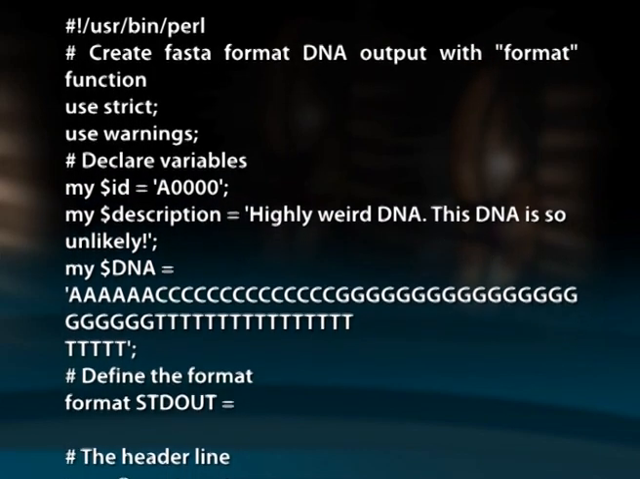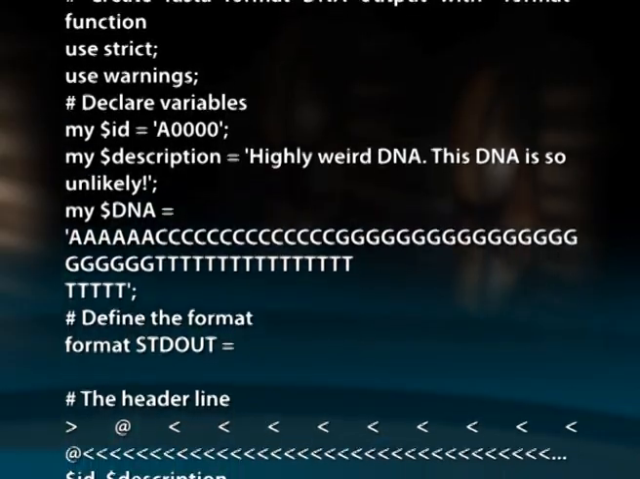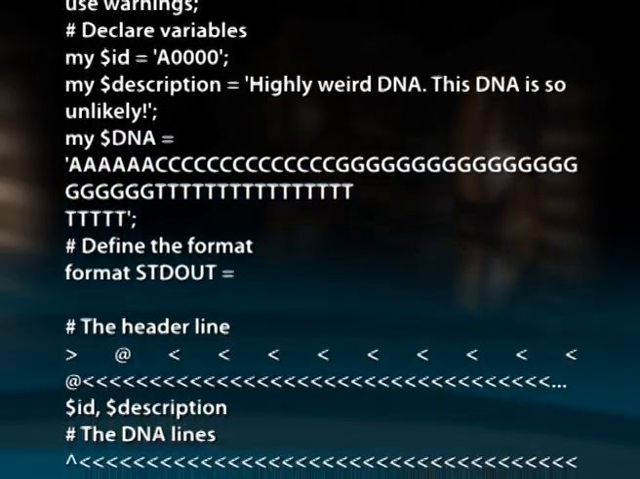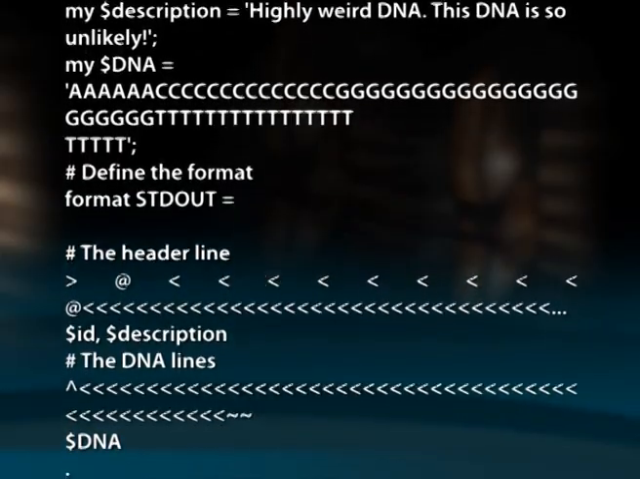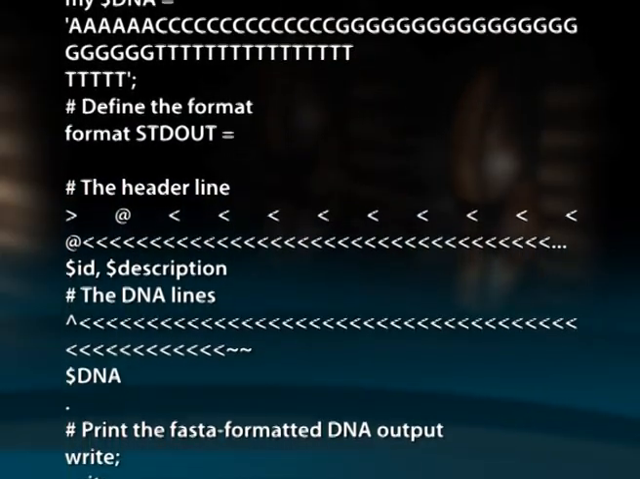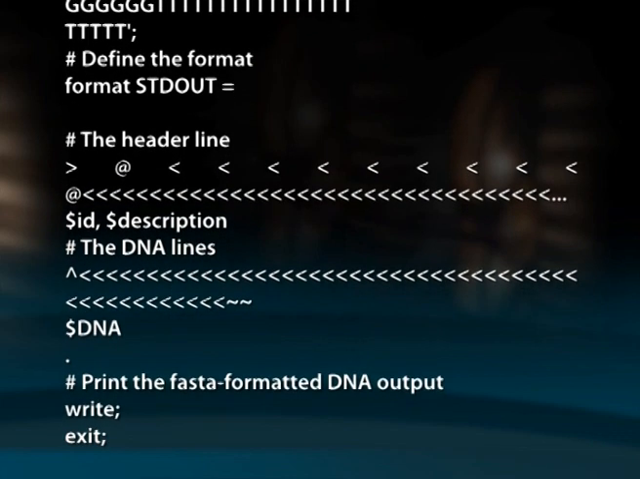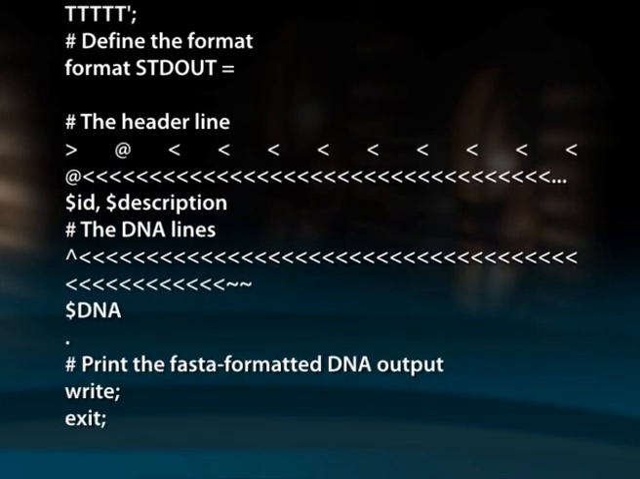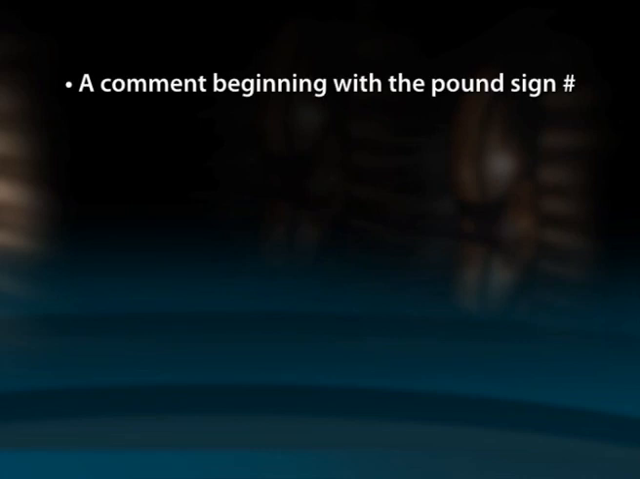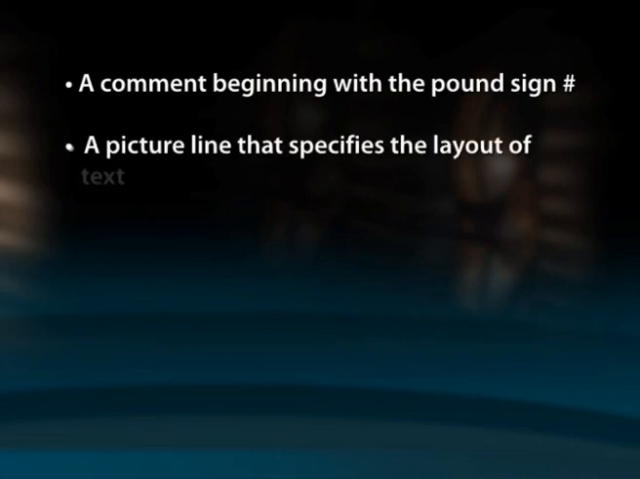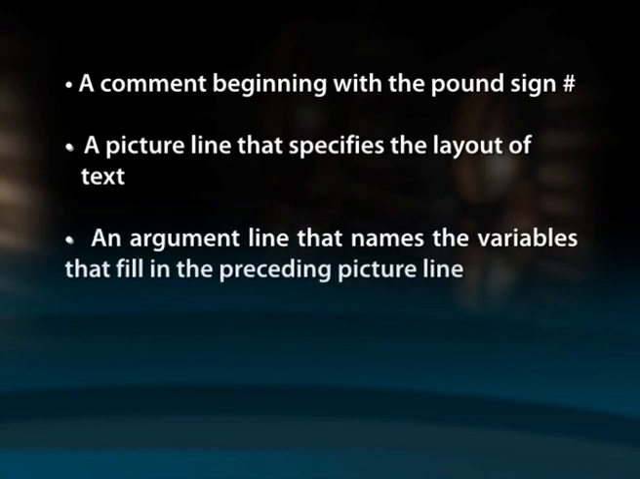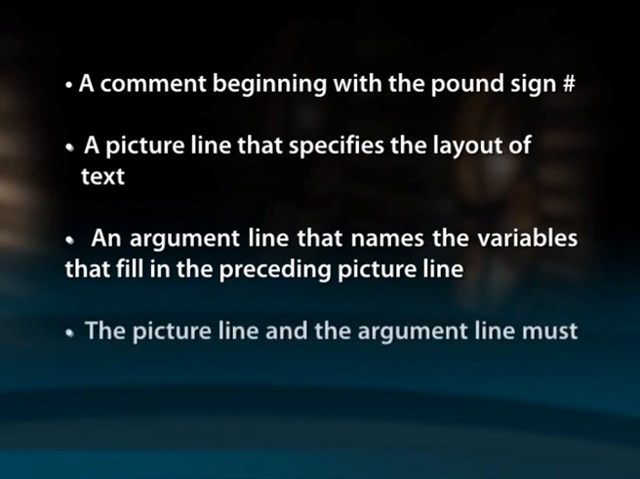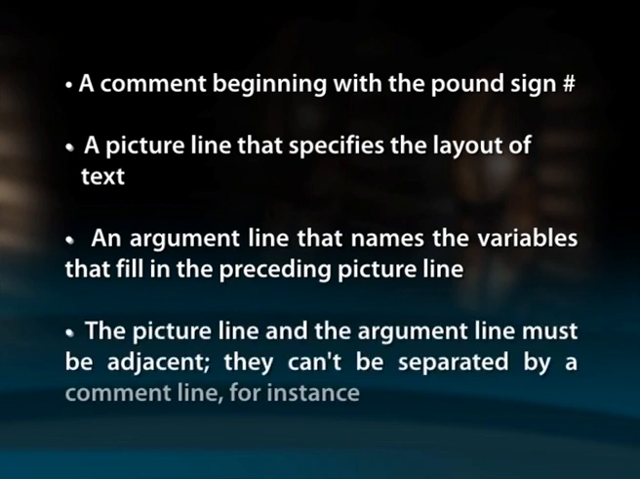After declaring and initializing the variables, the form to fill in is defined with format STDOUT =, and the format continues until it reaches the line with a period at the beginning. The format is composed of three kinds of lines: a comment beginning with the pound symbol, a picture line that specifies the layout of text, and an argument line that names the variables that fill in the preceding picture line. The picture line and the argument line must be adjacent. They can't be separated by a comment line, for instance.